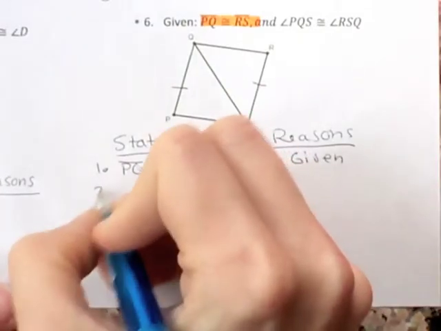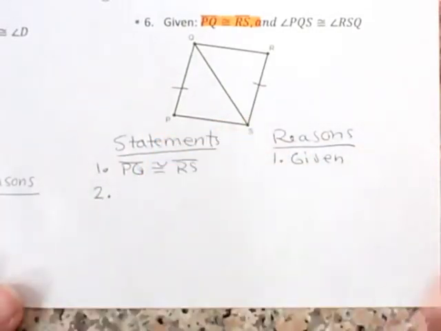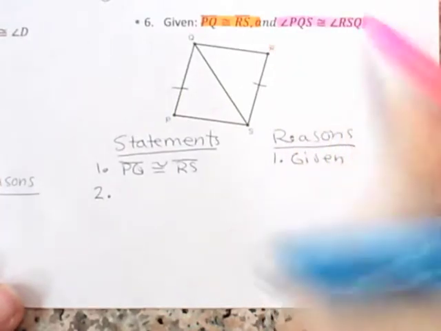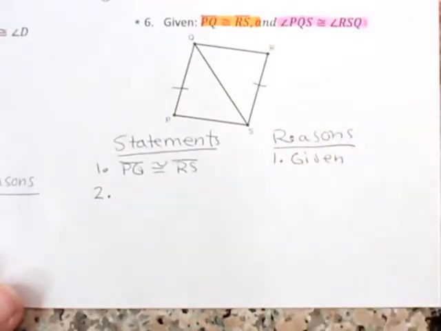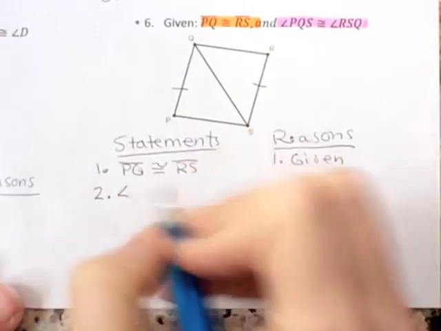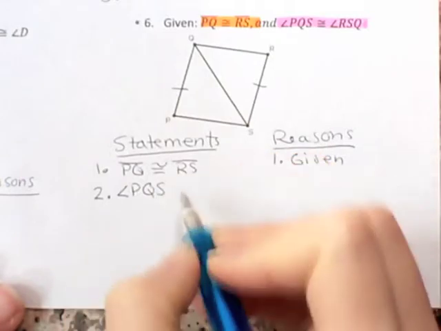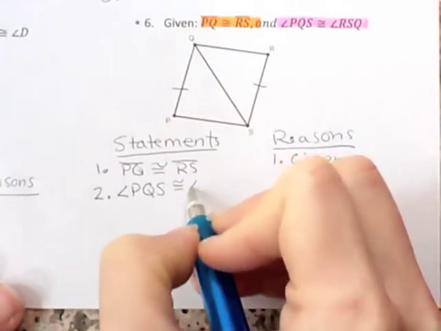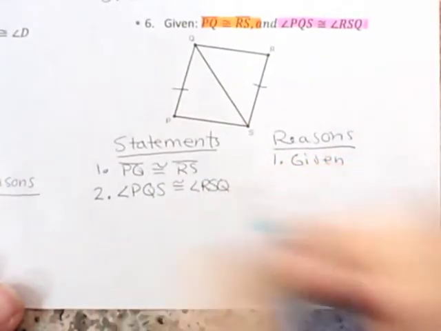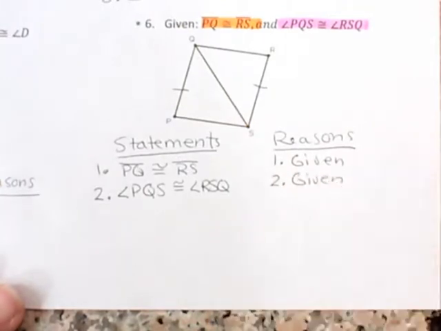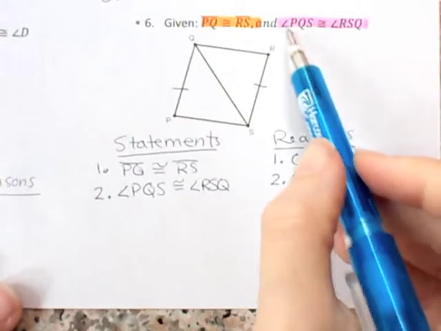And then we're going to come back to our given information again, and they tell us that angle PQS is congruent to angle RSQ. So we're going to make a statement that says that, copy it exactly as it's written, angle PQS congruent to angle RSQ. And our reason for that again is that it was given to us. Now we've got to figure out which two angles they're talking about.